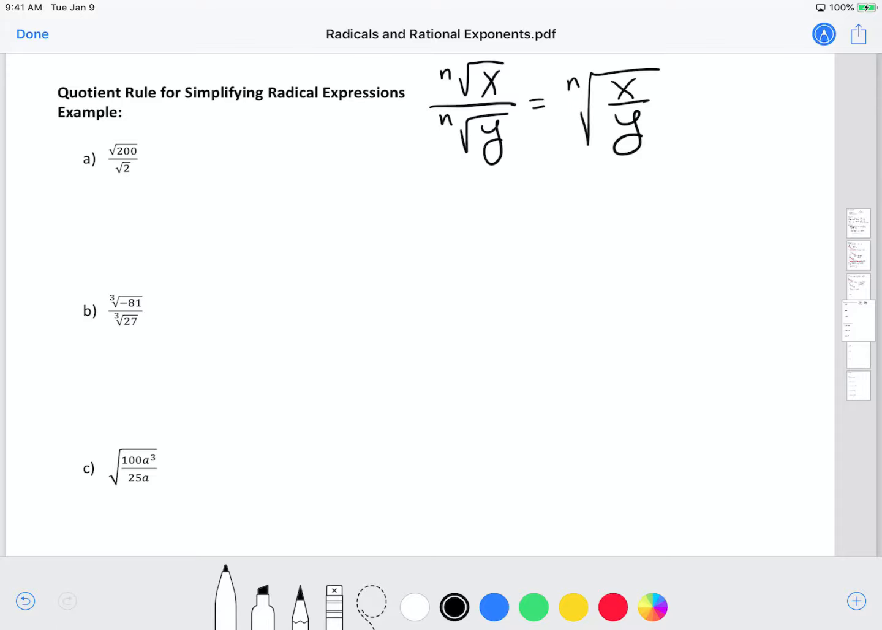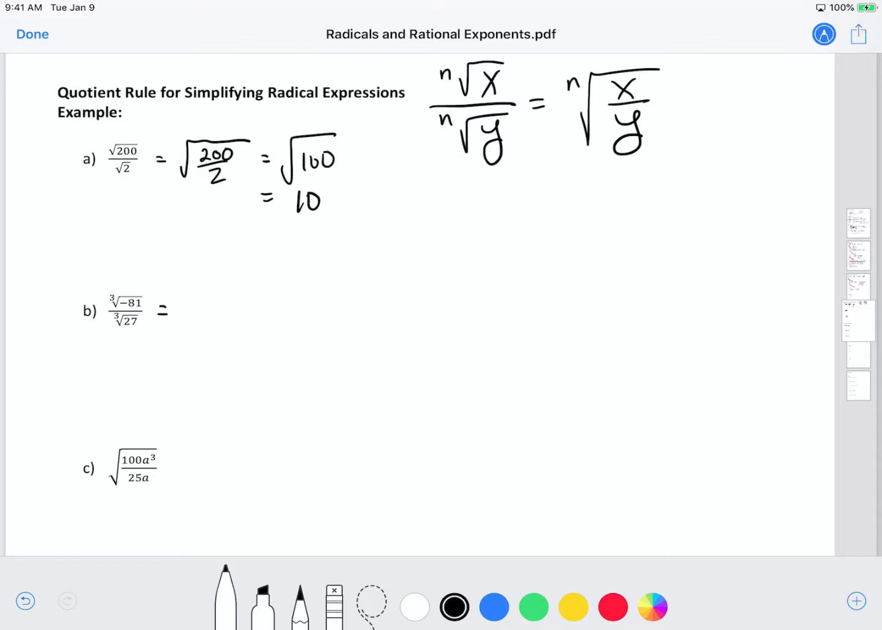So you can write it either way as long as it's the same root. Sometimes one way is easier than the other. For example, in A, I can't take the square root of 200 nicely, and I can't take the square root of 2 nicely. However, because they're both square roots, I can write it together as one square root and write it as 200 over 2, which is the square root of 100, and I know what the square root of 100 is. That's 10.